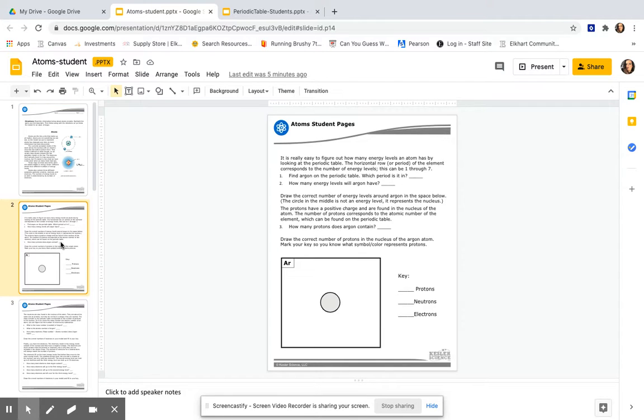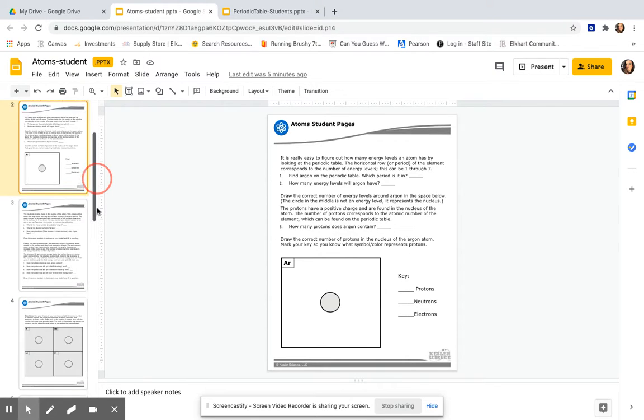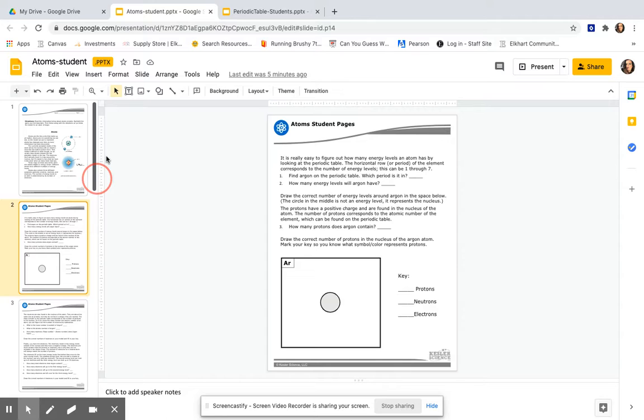It is really easy to figure out how many energy levels an atom has by looking at the periodic table. The horizontal row, or period, of the element corresponds with the number of energy levels. This can be 1 through 7. Find argon on the periodic table. Which period is it? You can find that answer off of the periodic table example on your previous page or on the slides right here that I am inserting now.